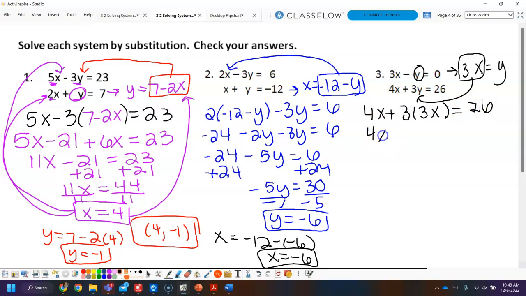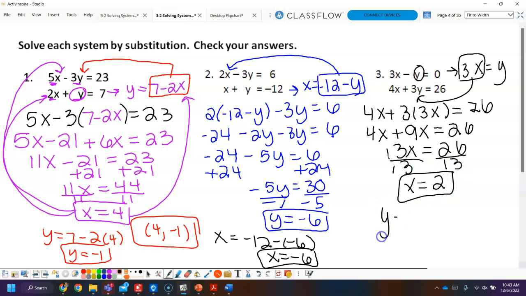Multiply. Combine like terms. Divide. And solve. So again, solve for a variable, substitute the variable, solve for that variable, substitute it, and solve for the original variable.